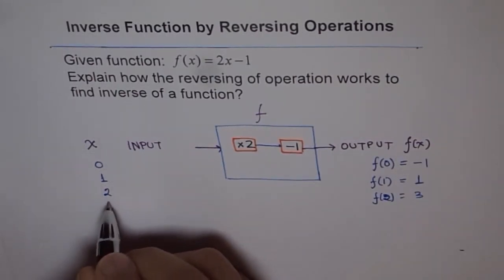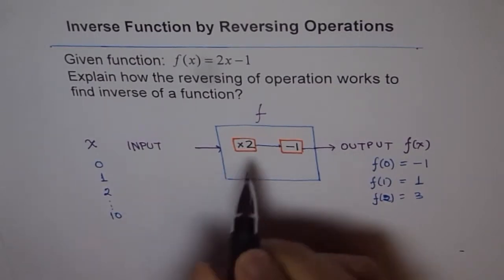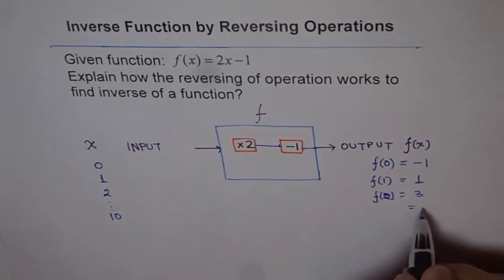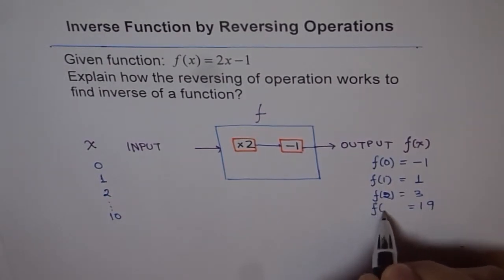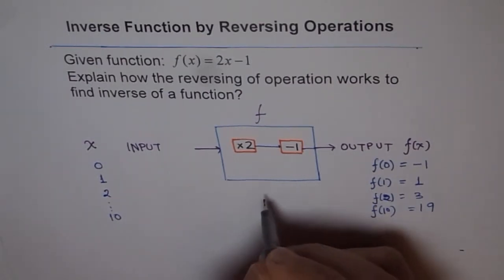Similarly, if I give more inputs, let us say if I give an input of 10, so 10 times 2 is 20, and we get 20 minus 1 as 19 our result, and that is the result of 10 as the input, right? So likewise, we can give inputs and we will get corresponding outputs. So that is the operation of a function, right? Now what is inverse of a function? Inverse of a function really is reversing the whole operation.